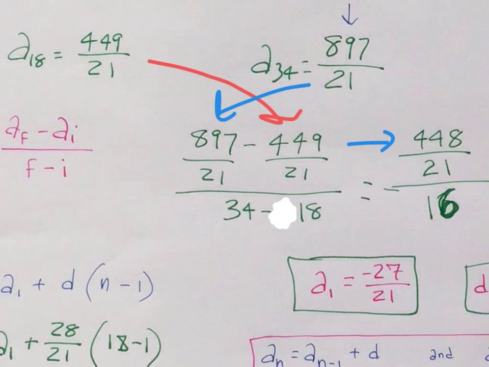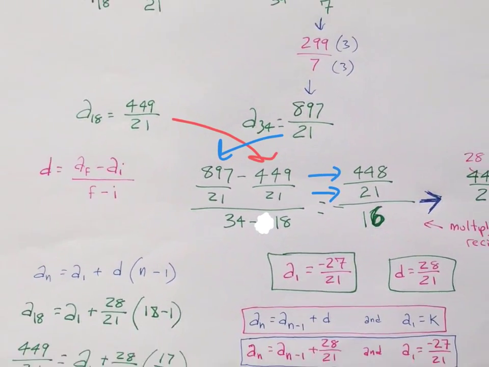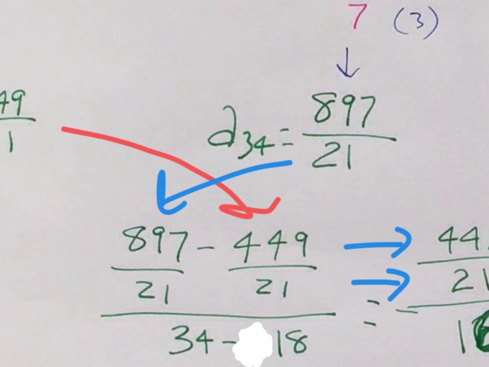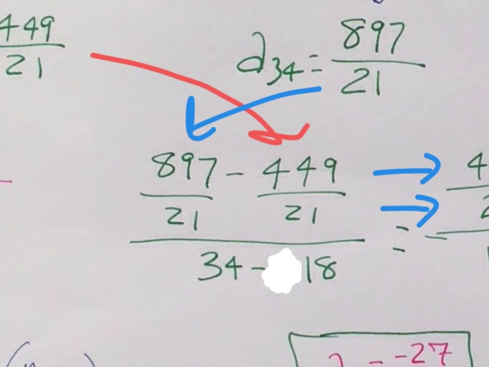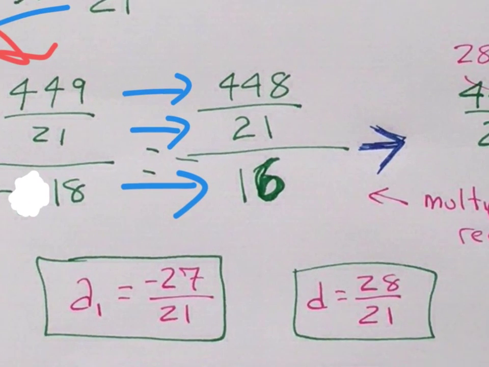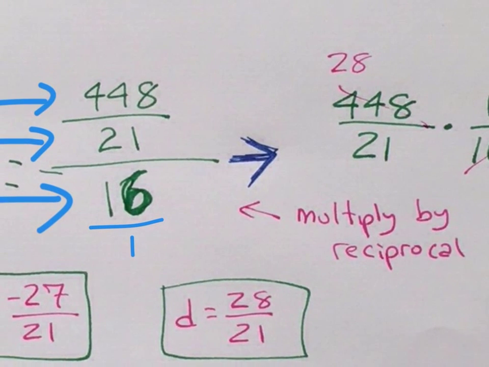The 21s don't change when we're adding or subtracting, right? So now we've got 448 over 21, but we cannot forget the final count minus the initial count. So we see that we've got 34 minus 18, and 34 minus 18 is going to give us 16. So we have a fraction over a fraction: 448 over 21 divided by 16, and we can make this 16 over 1. How are we going to simplify this further?